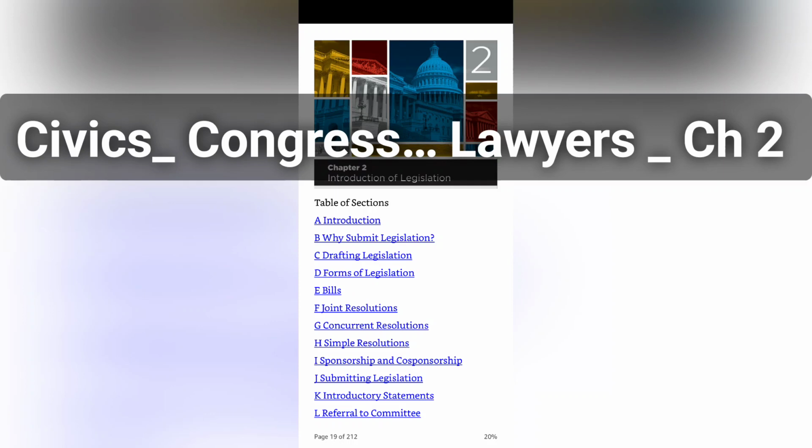Section K, Introductory Statements. In both chambers, legislation can be introduced without any accompanying statement by a bill sponsor. In the House, there is usually no statement of introduction. In the Senate, it is common for a senator to submit a statement of introduction to appear in the Congressional Record. On occasion, senators will deliver that statement on the Senate floor at the time the bill is introduced.